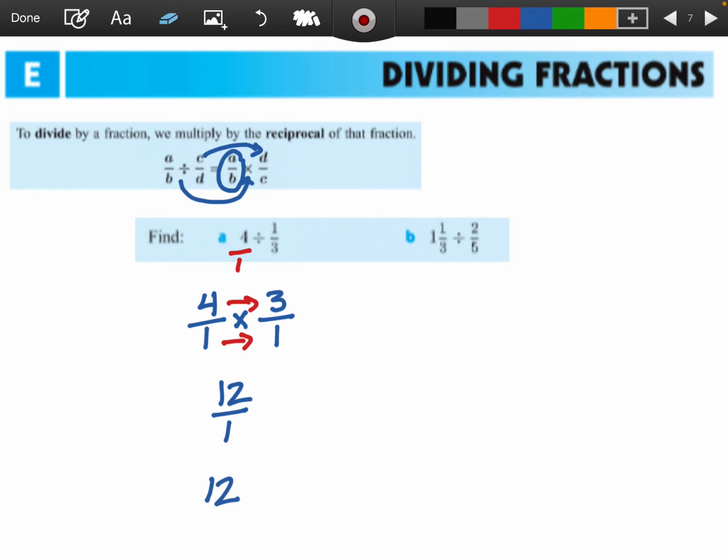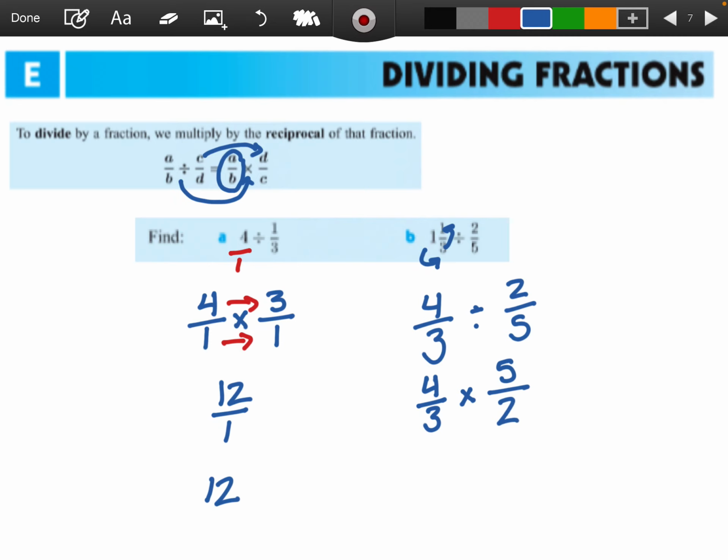Second example here, again, we have a mixed number, so we need to make that into an improper fraction. So 1 times 3 is 3, plus 1 is 4 over 3, divided by 2 over 5. And then we're going to leave our first fraction and we're going to multiply by the second fraction flipped over, by the reciprocal of the second fraction.